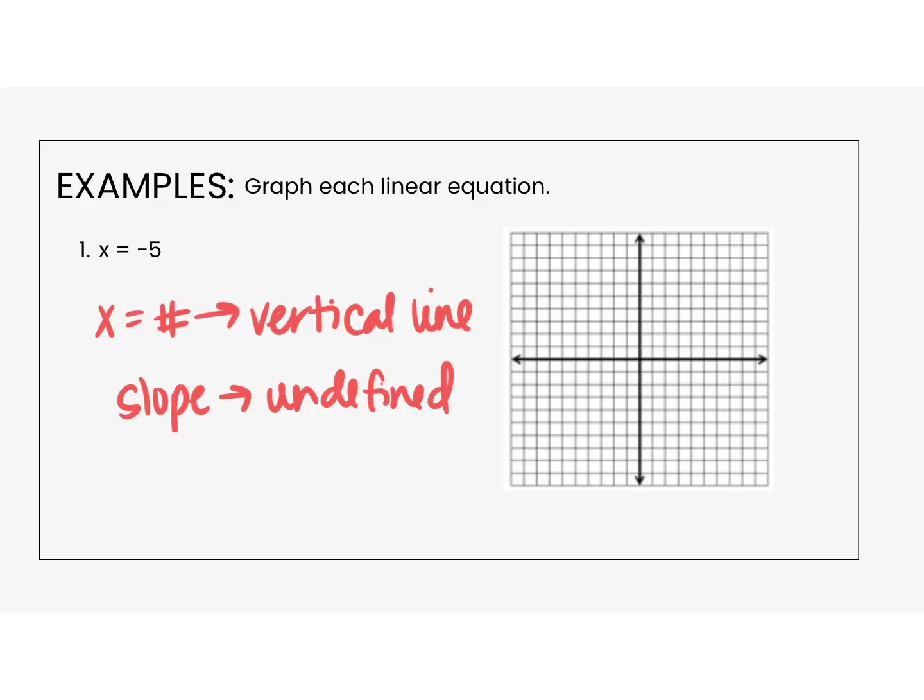We couldn't do that. So what I'm going to do is graph everywhere where x is negative 5. So if I look at my graph, I could graph here where x is negative 5, but x is also still negative 5 here. So this is again a vertical line, all the places where x is negative 5.